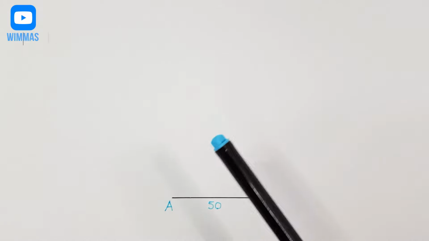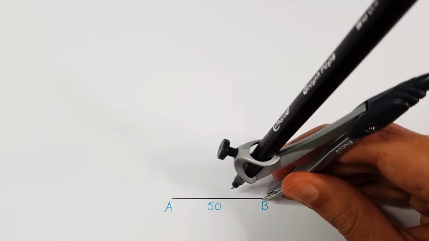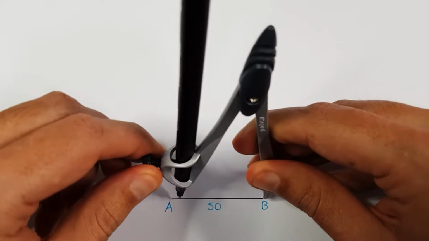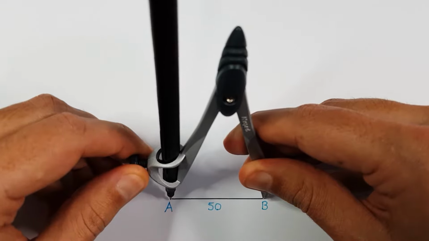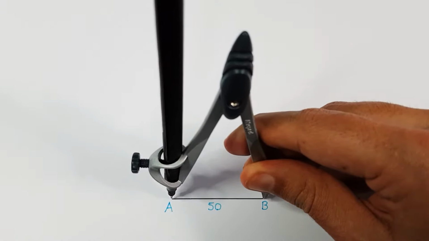In today's video, I'll show you how to construct a hexagon. For this example, I will use the given side length of 50, that is line AB, and as always, I'll use a blue pen to show my construction lines. Start off by adjusting your compass to the full side length and apply the middle point method on point A and B above the given line.